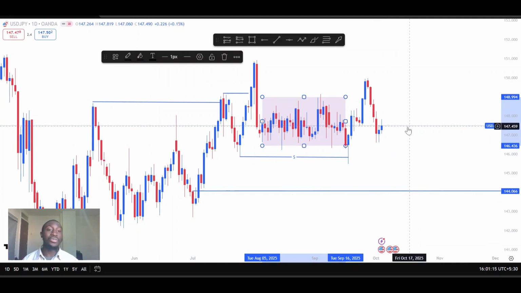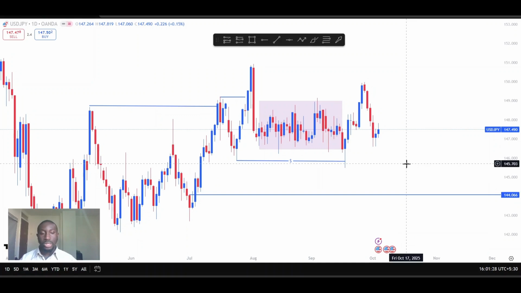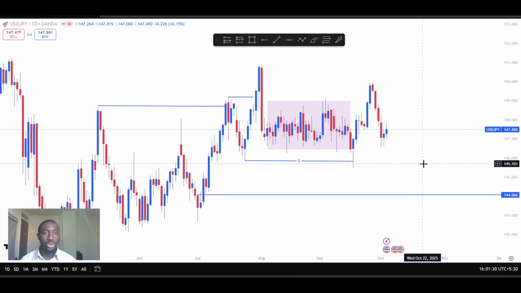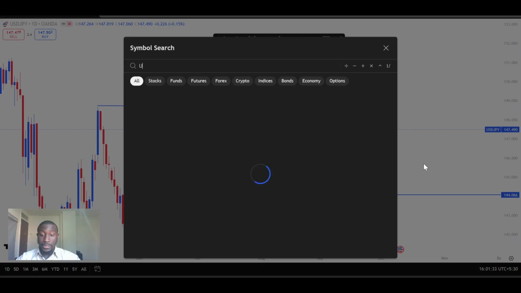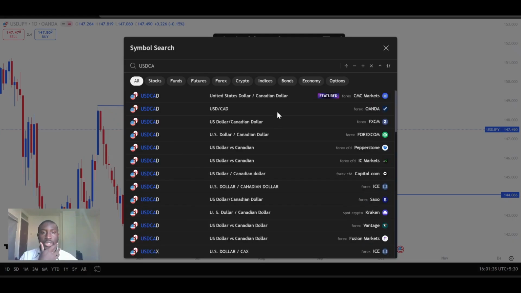But I'll be very happy if we see that price keeps falling, or the JPY keeps falling to this area. Then I'll be very glad to buy from this area. I'm telling you guys. So well, let's see what will happen. Let's see, which other pair are we going to look at again? Let's see USD CAD.